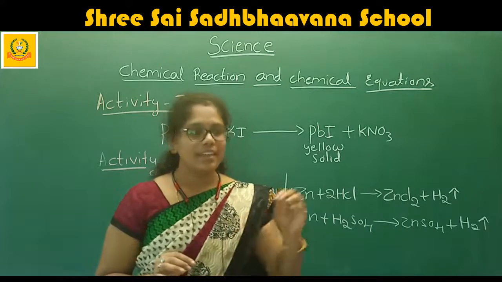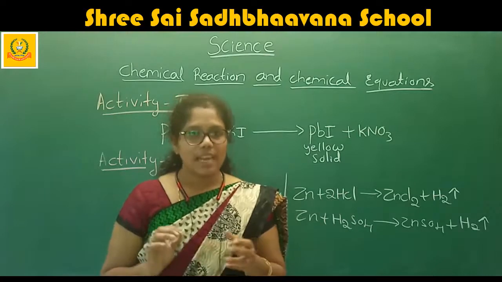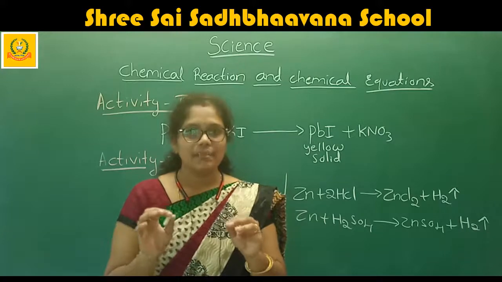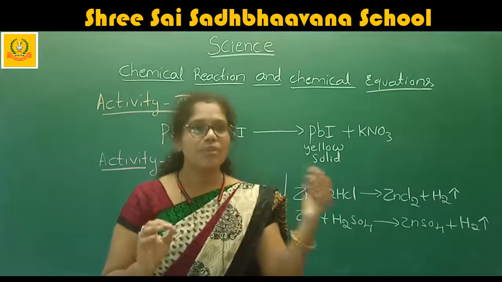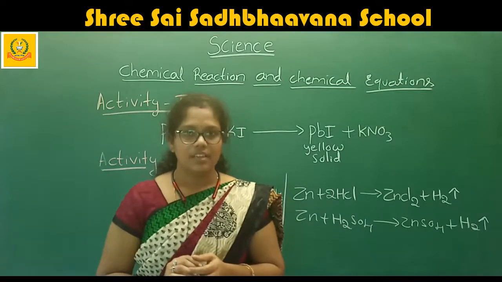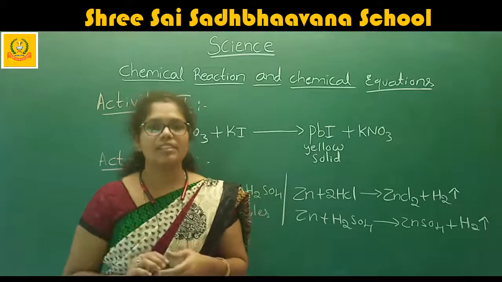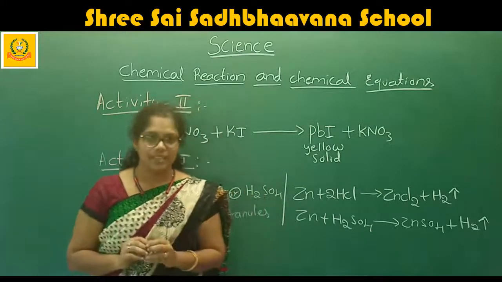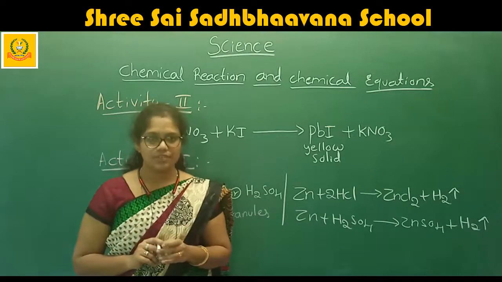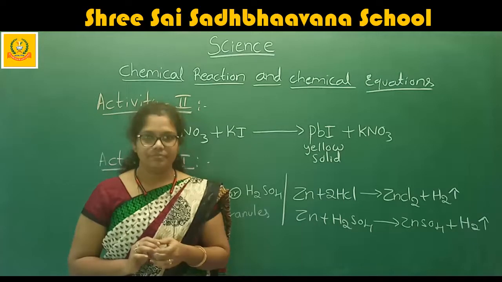Therefore, the reactant side should always be equal to the product side. So what is balancing of an equation? Balancing of an equation is nothing but balancing the product side and balancing the reactant side, using coefficients before the symbols. This is known as balancing of a chemical equation.